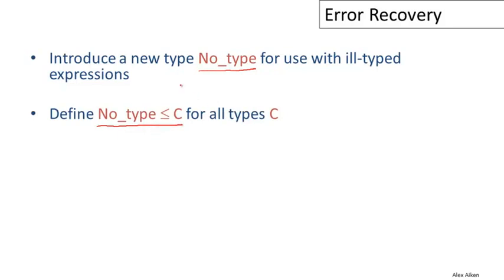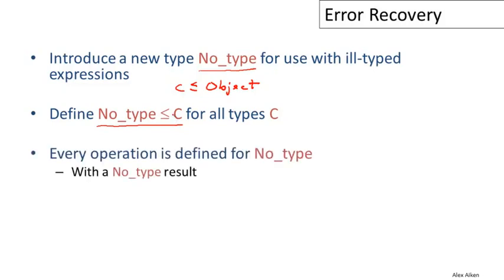So if you remember, object was the opposite. Object is a supertype of every type, and that had the bad property that there are very few methods defined on object, and so if you plug in type object where you expected some other type, probably it's not going to type check. So we can fix that problem by introducing no type, and no type will have the special property that every operation is defined for no type, and furthermore, we'll say that it produces no type as a result. So any operation in the language that takes an argument of type no type will produce a result of type no type. So the no types will propagate.